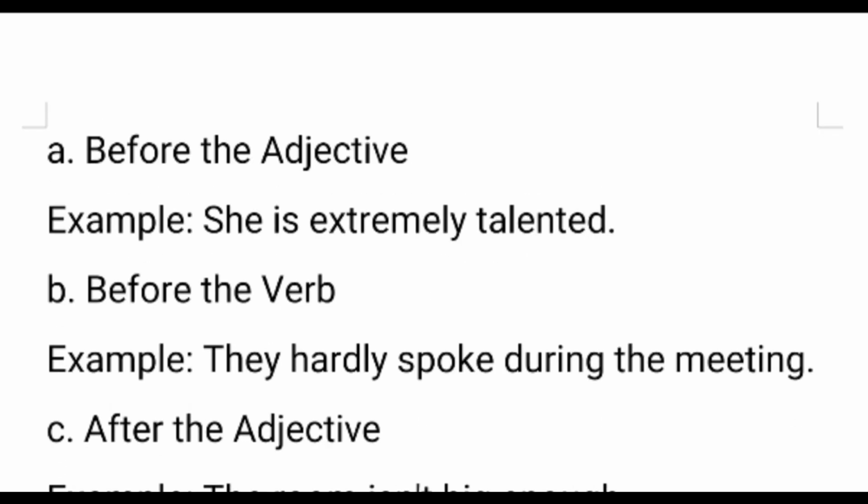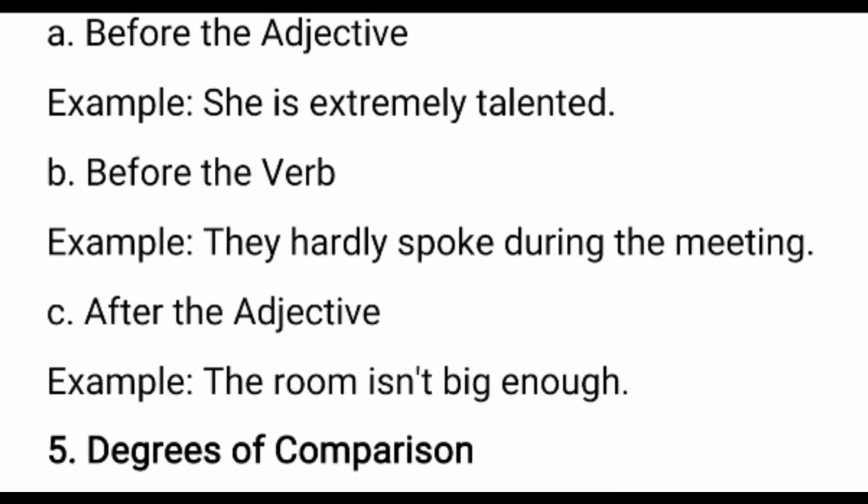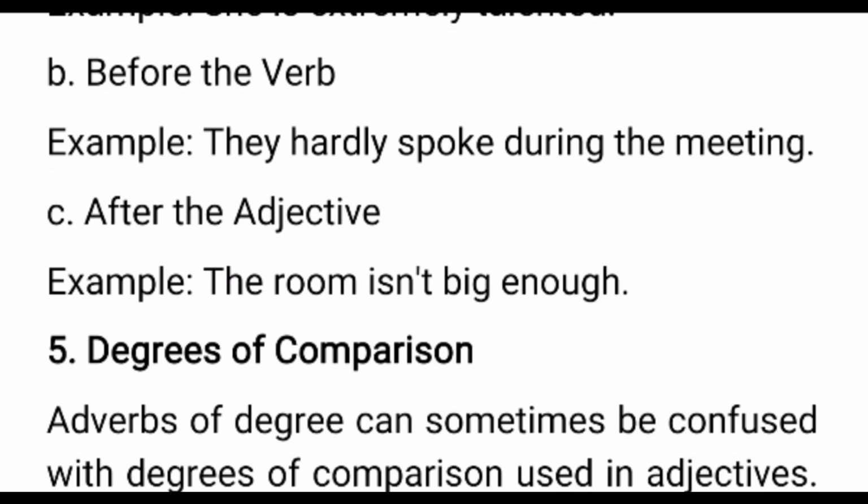Before the adjective. Example: she is extremely talented. Talented is an adjective, and extremely is an adverb of degree, and it comes before talented. Before the verb. Example: they hardly spoke during the meeting. Hardly is an adverb of degree, spoke is a verb, and it comes before spoke. After the adjective. Example: the room isn't big enough. It comes at the end here, after the adjective.